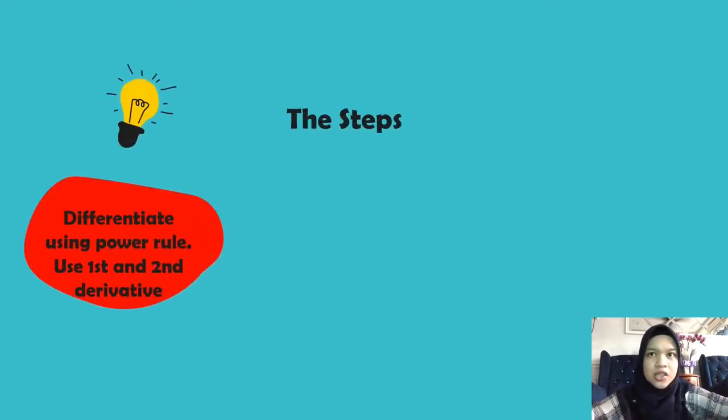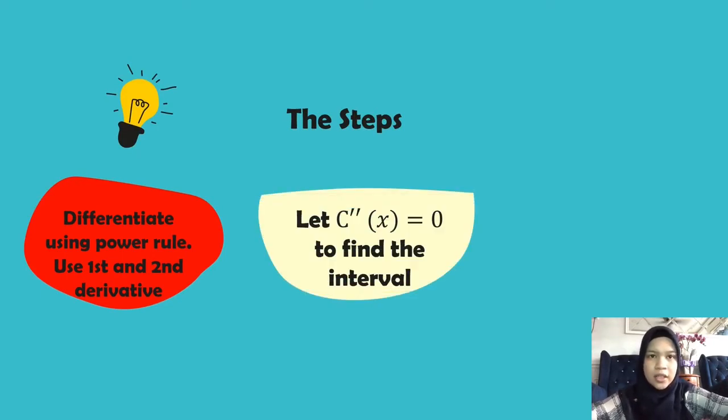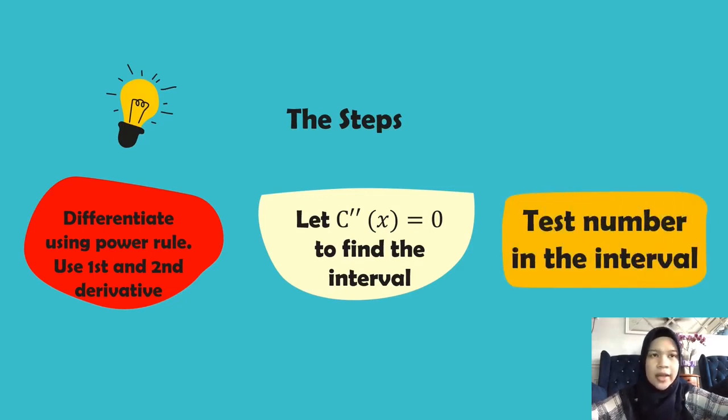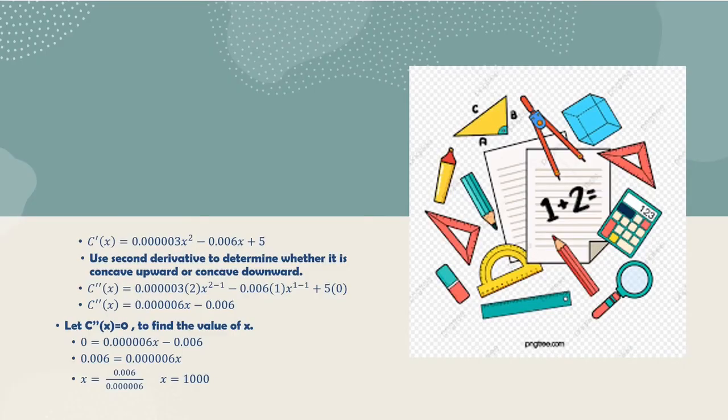So for this question, the steps are similar with question 1a. First step is differentiate using power rule to get the first and second derivative. Then let the second derivative of function C equal 0 to find the intervals. Then test any number in the intervals to identify the concave upward and concave downward. In the previous question, we got C prime of x equals 0.00003x squared minus 0.006x plus 5.